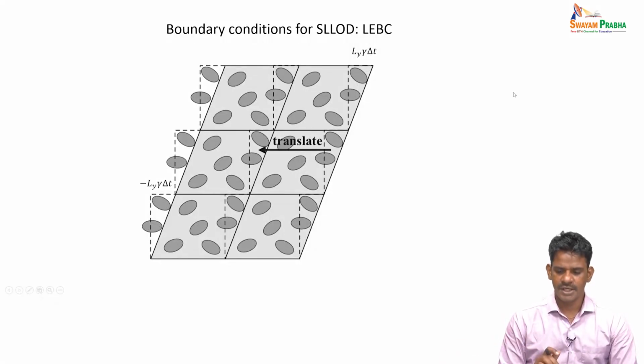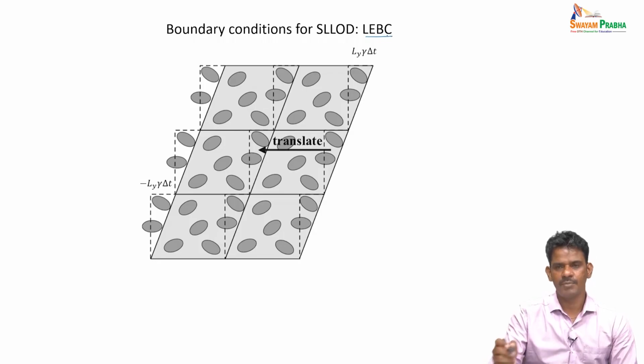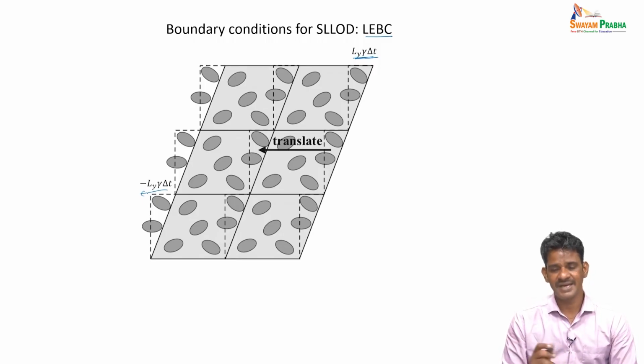The other possibility is using a Lees-Edwards kind of boundary condition, where we make the simulation boundaries move at a particular velocity proportional to Ly times gamma times del t in the positive direction, whereas the boundary boxes in the layer below move in the opposite direction by the same amount. This is called the sliding brick method or the Lees-Edwards method. Along with solving the modified SLLOD algorithm, we also change the simulation box shape so that the periodic boundary condition can be accommodated.